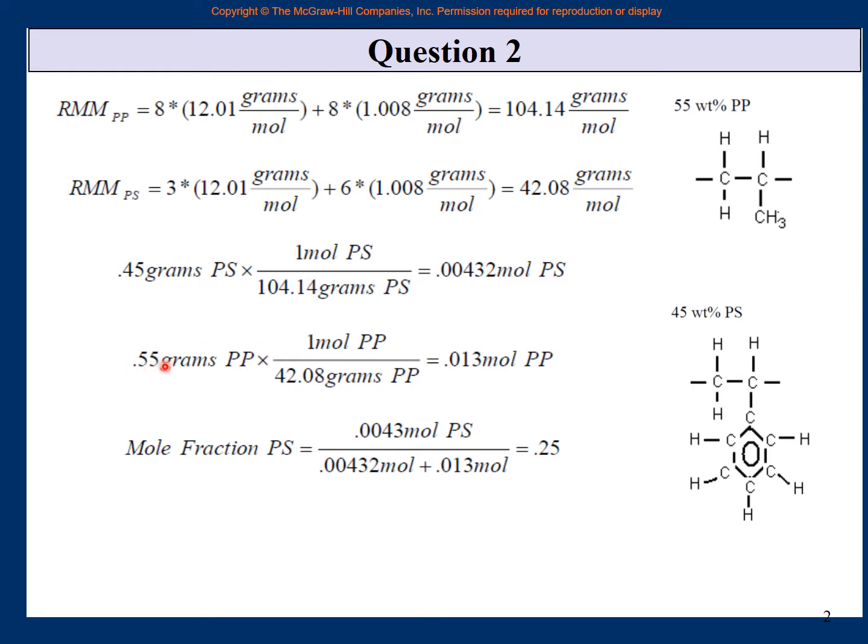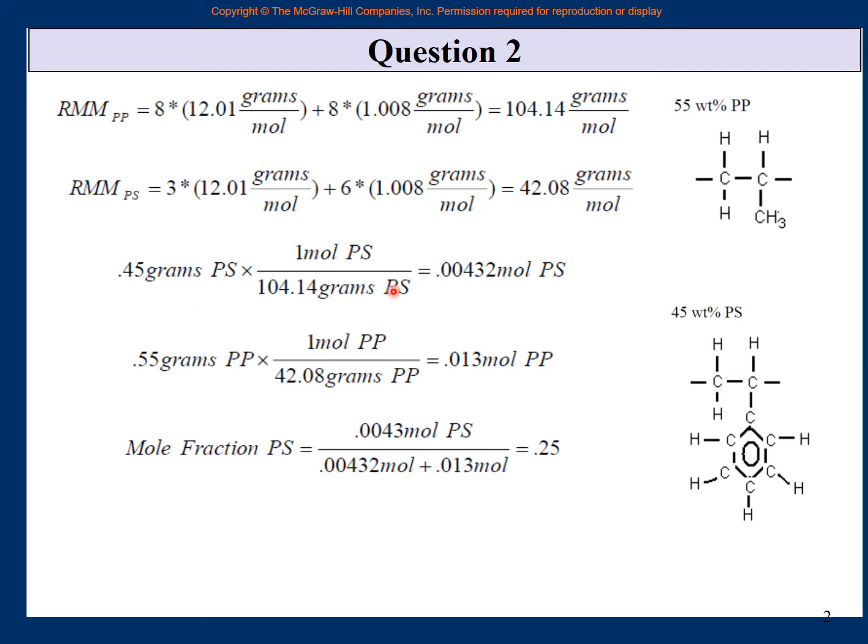And similarly 0.55 gram of polypropylene, right? Maybe I have written it the opposite way. Just see which is polypropylene and which is polystyrene. A typing error can be there, because this is the 42.08 one, right? So yes, polystyrene is 42.08. Please disregard my typing mistake. Otherwise, it is okay, right?